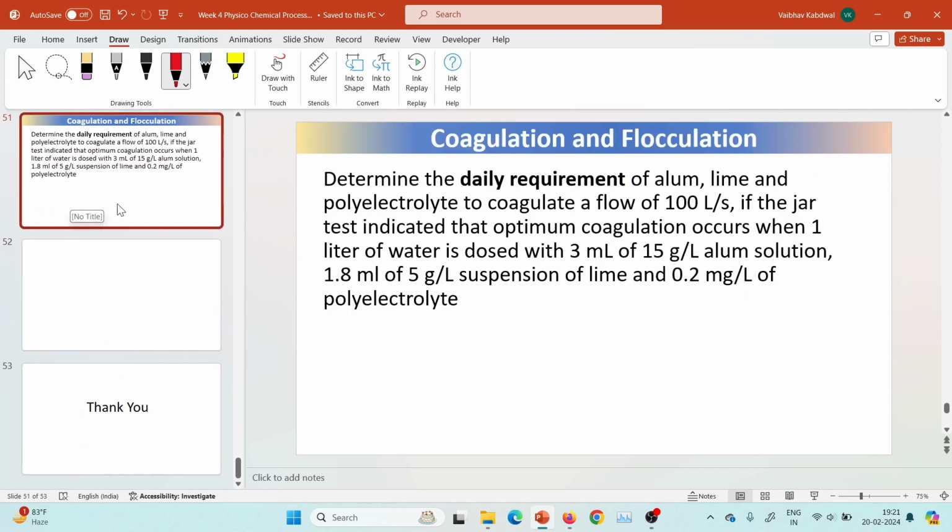Now there is one more question. Determine the daily requirement of alum, lime and polyelectrolyte to coagulate a flow of 100 liters per second if the jar test indicated that optimum coagulation occurs when 1 liter of water is dosed with 3 ml of 15 gram per liter alum solution, 1.8 ml of 5 gram per liter suspension of lime, and 0.2 milligram per liter of polyelectrolyte.